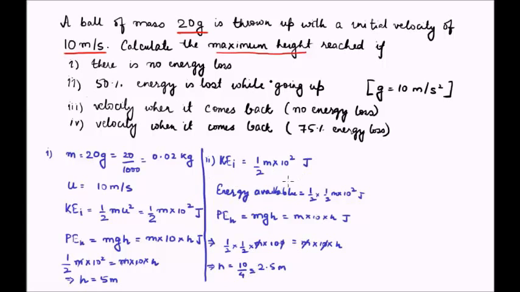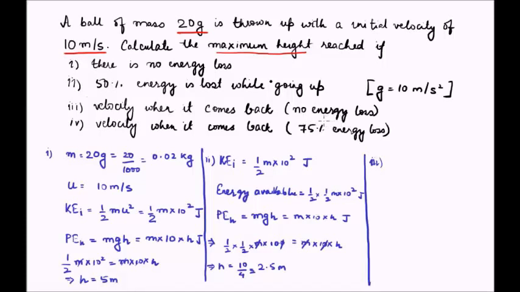Now we have got the kinetic energy, we have got the maximum height for these two cases. Let us see the third part, which says what is the velocity when it comes back if there is no energy loss. If we remember the conservation of energy, we saw that energy can neither be created nor destroyed, and if there are no losses, then the sum of potential and kinetic energy should be equal, right? So the total mechanical energy should be conserved if no energy loss takes place.